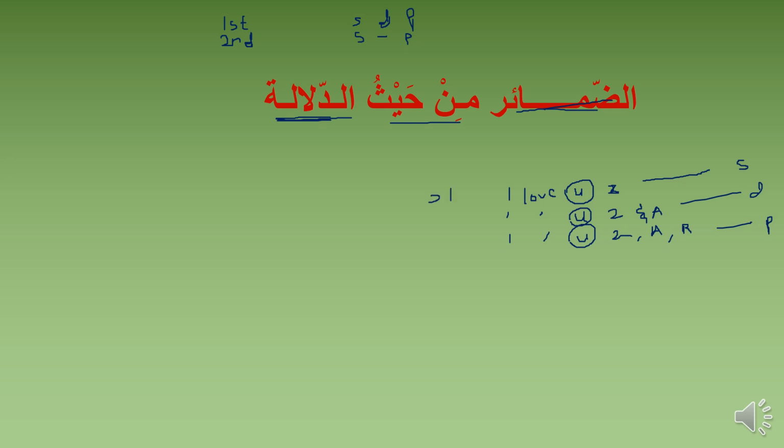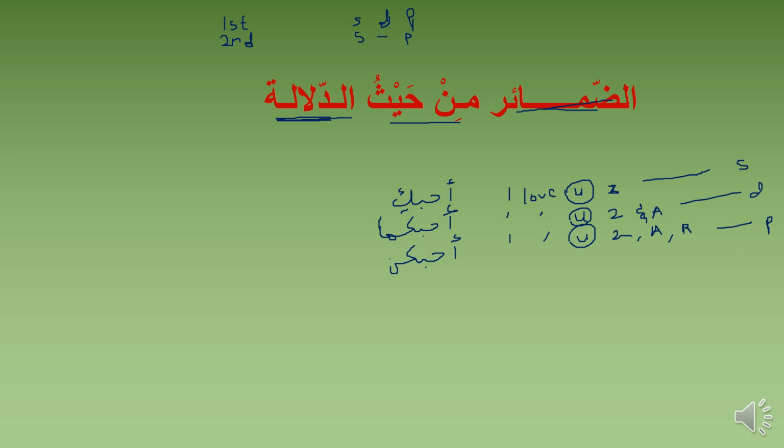Uhibbuki ya Zainab. You can see uhibbuki. In the second one, uhibbukuma ya Zainab wa Aisha. In the third one, we say what? Uhibbukunna. So we have different pronouns.